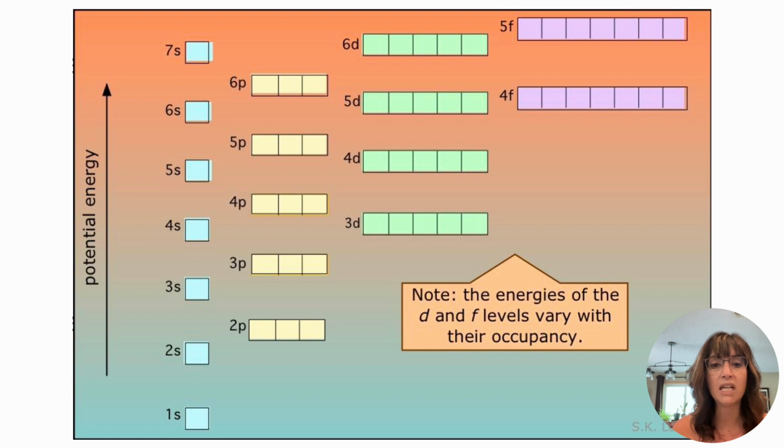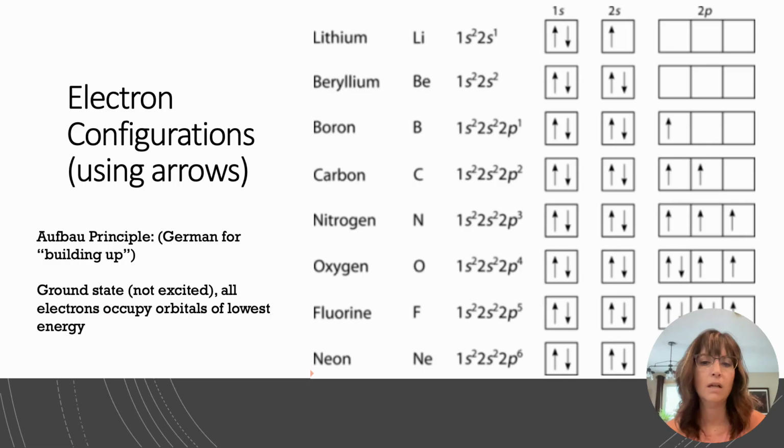The energies of the d and f levels do vary by occupancy. And in AP chemistry, we don't have to get into all of the exceptions and all the weird things, and there's a lot of them. Just hold on to this picture. We're going to come back and use it.